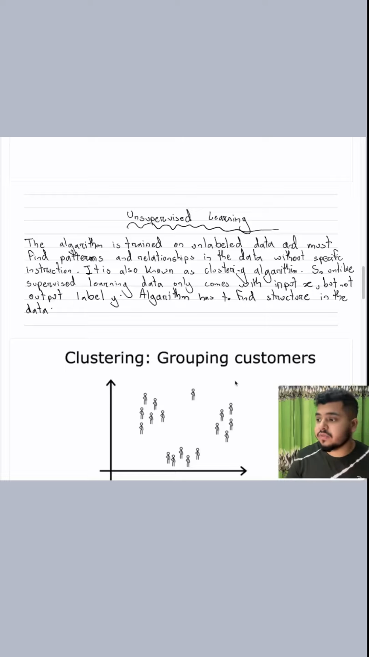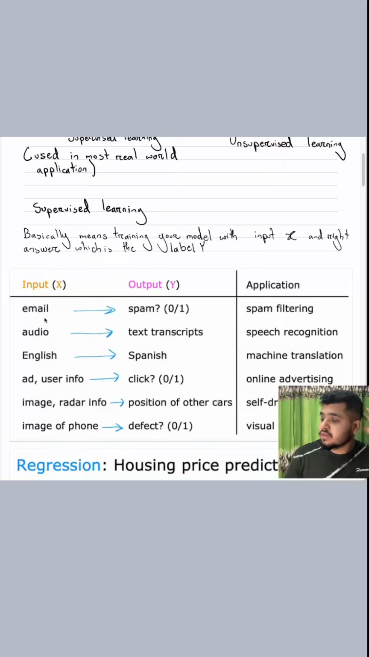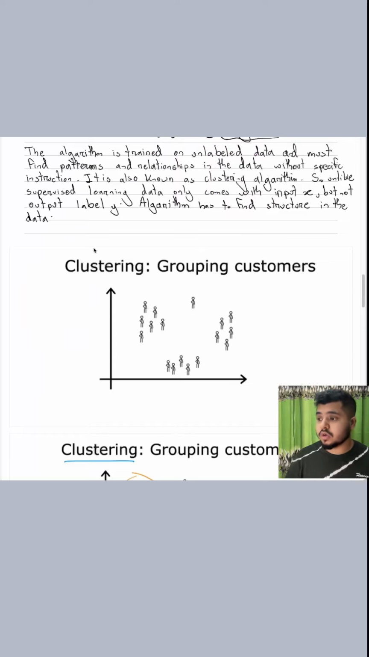If you look at what we explained before, we gave the algorithm a bunch of audios, and it learned how to convert the audio into a text transcript. Over here you don't train it in that particular way. It is also known as a clustering algorithm. Unlike supervised learning, you don't give X input and you don't get a Y label out of it. The algorithm has to find the structure by itself.